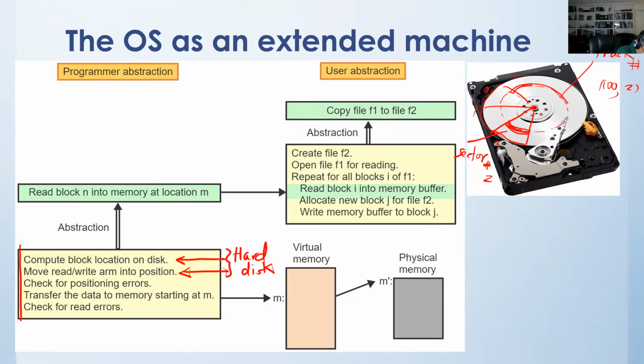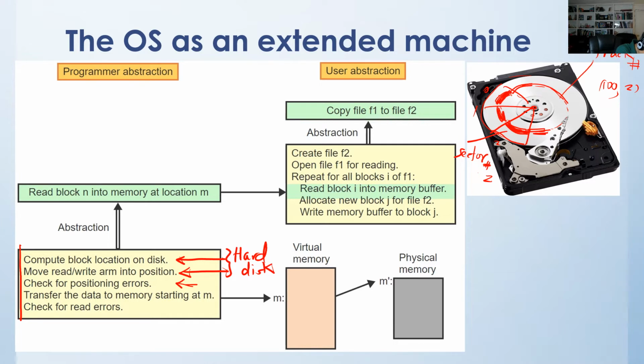Suppose the file is actually stored in a couple of blocks, not just one. So it's stored on this block, this block, this block, this block. The first block is track number 100, sector 0, then track 100, sector 1, track 100, sector 2, track 100, sector 3. Let's say 4 blocks. Then you check for position errors. That's part of the job of the operating system. And then you transfer the data to memory, starting at M. So these data are going to be transferred to the memory.